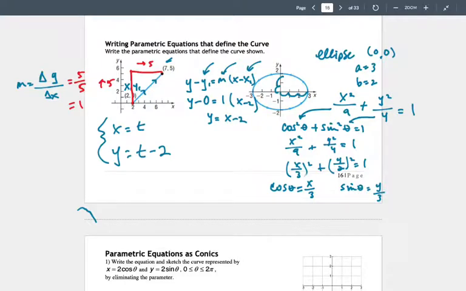So solving that for x, I'll get x equals 3 cosine theta. And solving this one for y, I'll get y equals 2 sine theta. And those are my parametric equations. 2 different equations, one with x equals and one with y equals, in terms of a different variable there. So we use theta this time. You could have used t. But those are 2 parametrics.